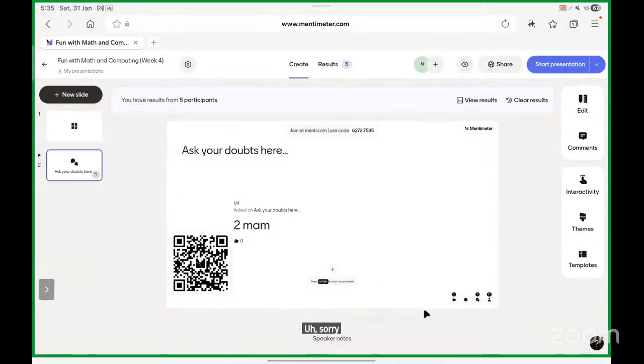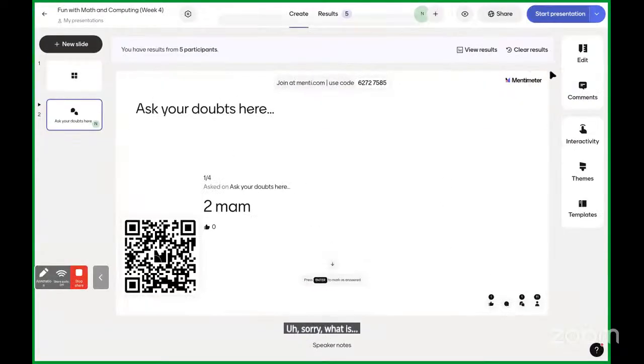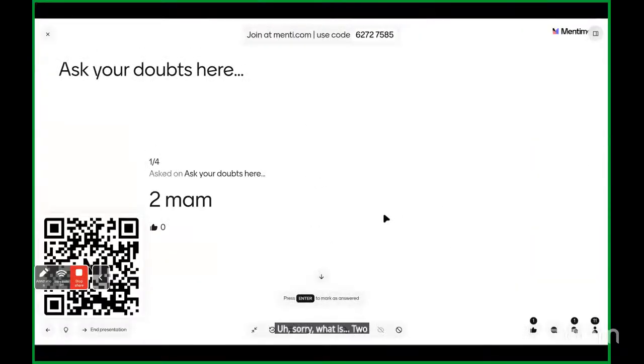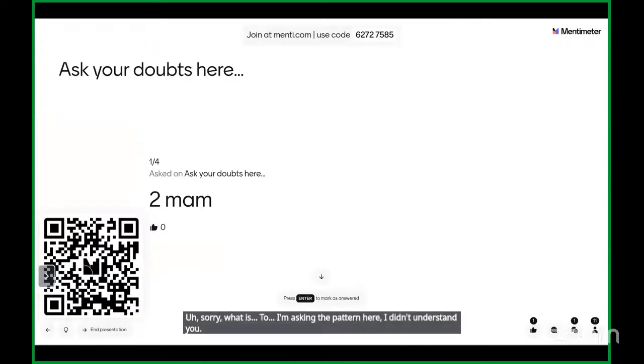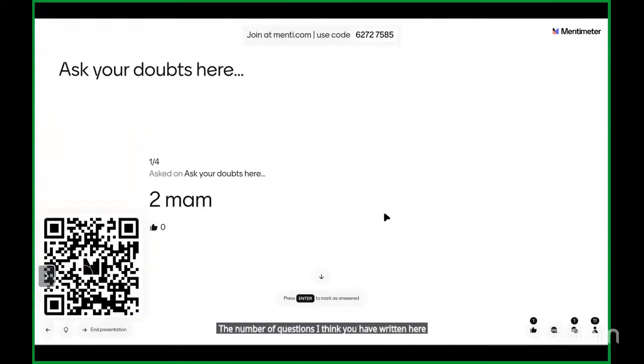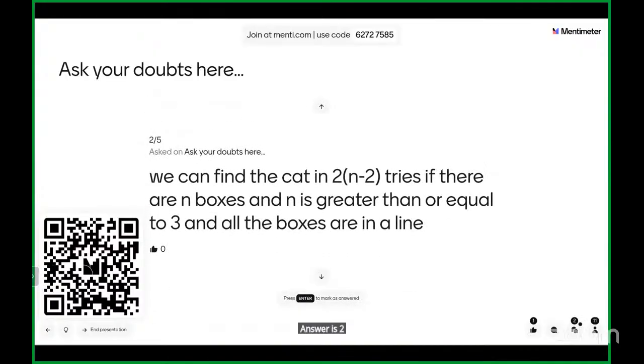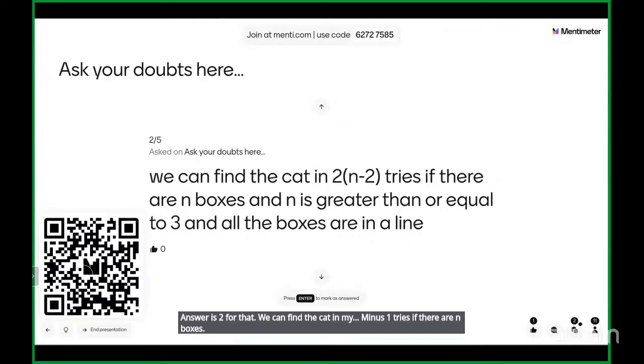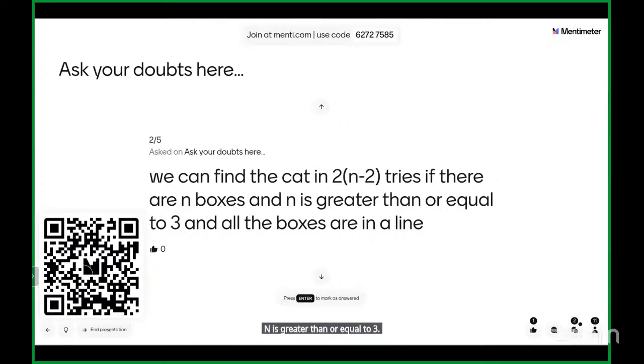Sorry, what is 2? I'm asking about the pattern here. I didn't understand the 2. The number of questions, I think you have written here 2 for the earlier case. Yeah, the answer is 2 for that. We can find the cat in 2 multiplied by n minus 1 tries if there are n boxes, where n is greater than or equal to 3 and all the boxes are in a line.